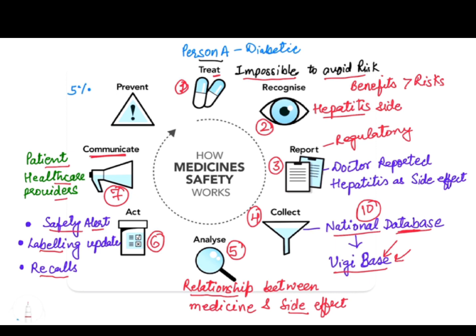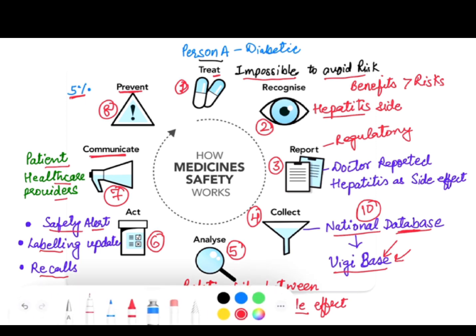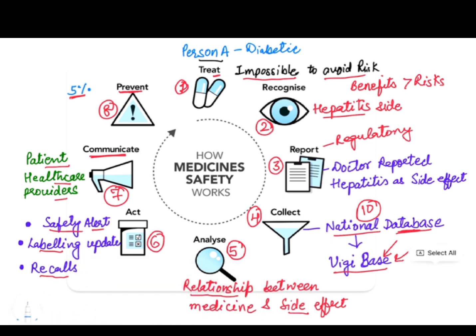Ultimately this is going to prevent further side effects, because now this is identified and it has been communicated, so this will help prevent further side effects and ultimately ensure safety. Almost 5% of hospital admissions every year are because of side effects, and more than half are preventable, as per healthcare experts. So this is how the pharmacovigilance cycle works.